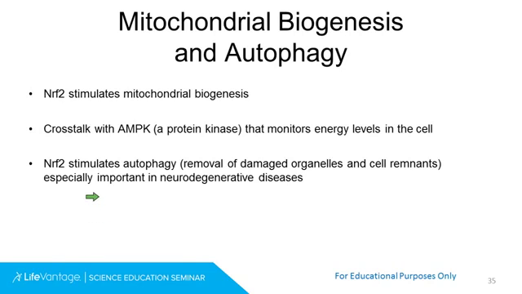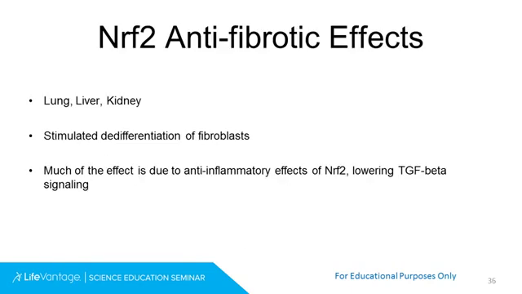There's another protein called AMPK that there's crosstalk between it and NRF2. AMPK is another anti-aging pathway that helps to monitor the energy levels in the cells. And one of the other things that NRF2 does is it helps with autophagy, which is removal of damaged cell parts. Basically, it's helping to get rid of the junk that can build up in your cells that can interfere with normal cellular function. Antifibrotic effects of NRF2 have been proven in the liver, lungs, kidneys, and that works through several other proteins.